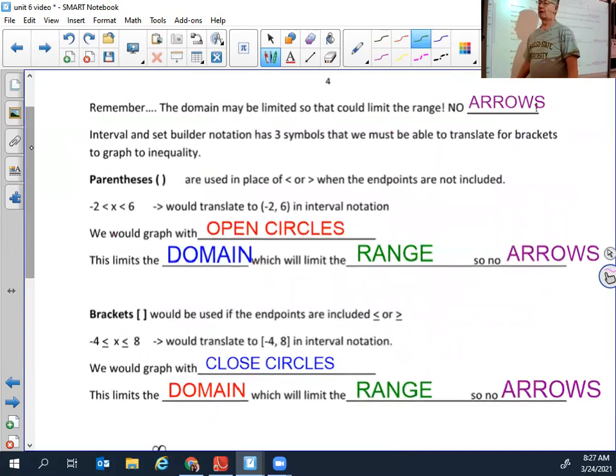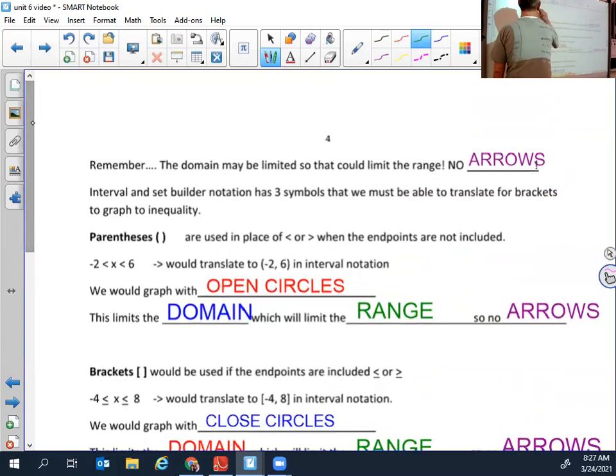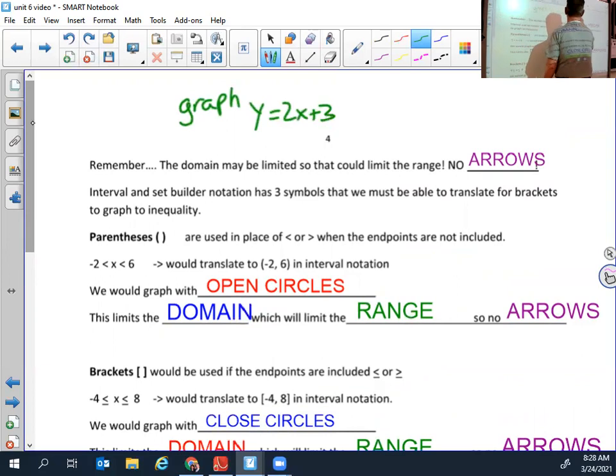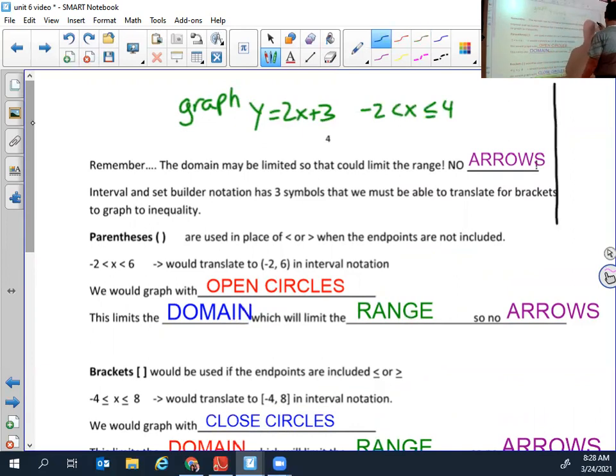So sliding on up here, we're going to page 4, and we're just having a quick discussion about limits to a domain. If I tell you to graph the function, and we did this back in unit 3, if I say graph y equals 2x plus 3, and then I give you -2 less than x less than or equal to 4, what you should do is draw your graph, but you only are going to do it from -2 to +4. So it looks something like this.